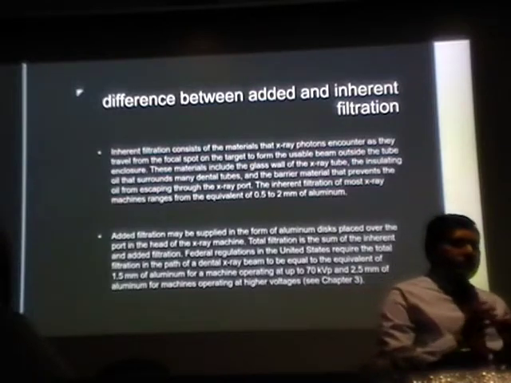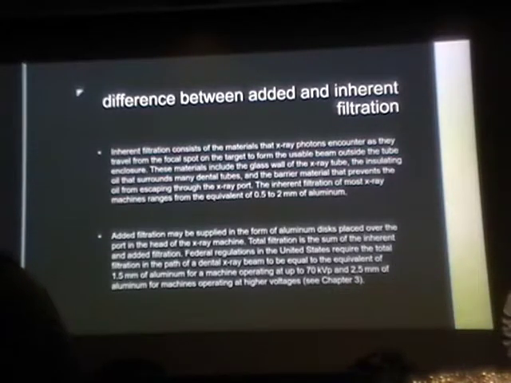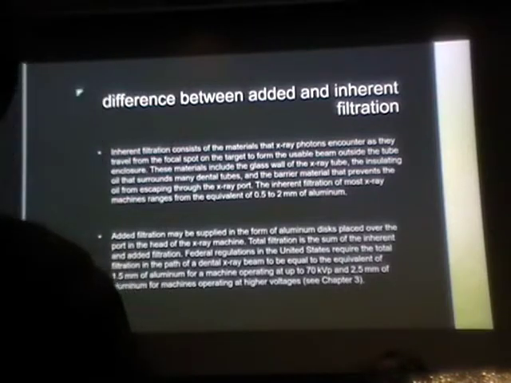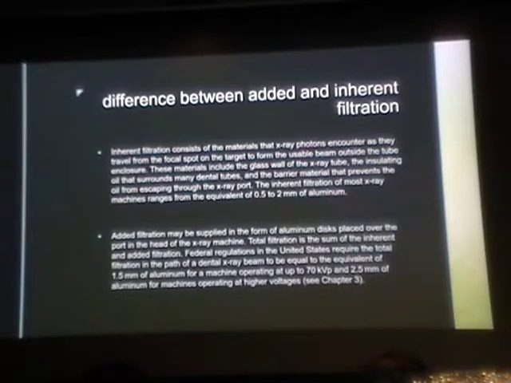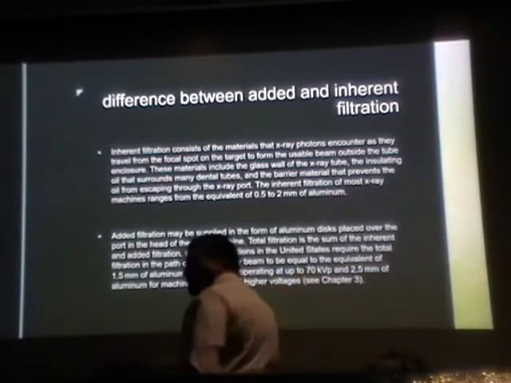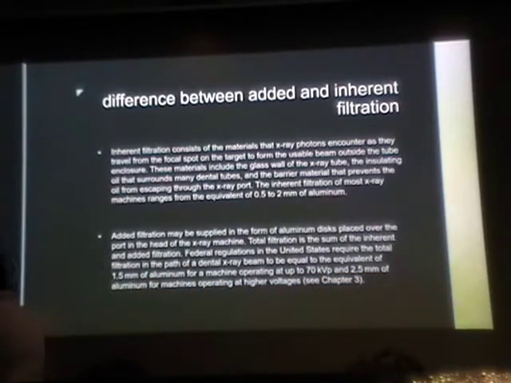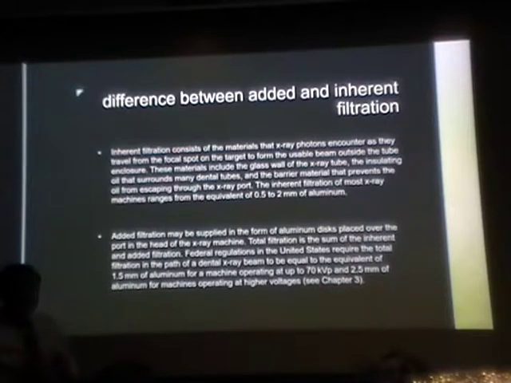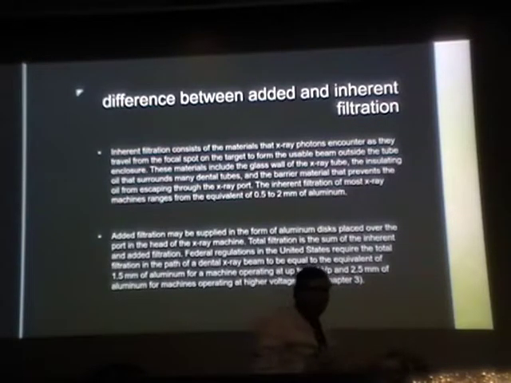Yes. So there is something called inherent filtration, and the manufacturer will add some kind of filtration, like aluminum. For example, if we are using 70 kV, then we are supposed to use anywhere between 2 to 2.5 millimeters of thickness of aluminum. It will reduce the low energy photons. The example I gave you was, you guys got into dental school, right? There is a certain DAT score required, maybe 20. Anything less than 20, we did not take. Why?